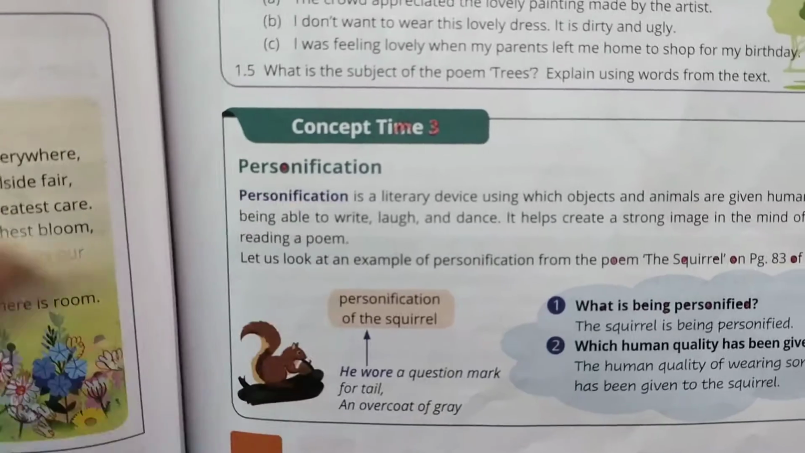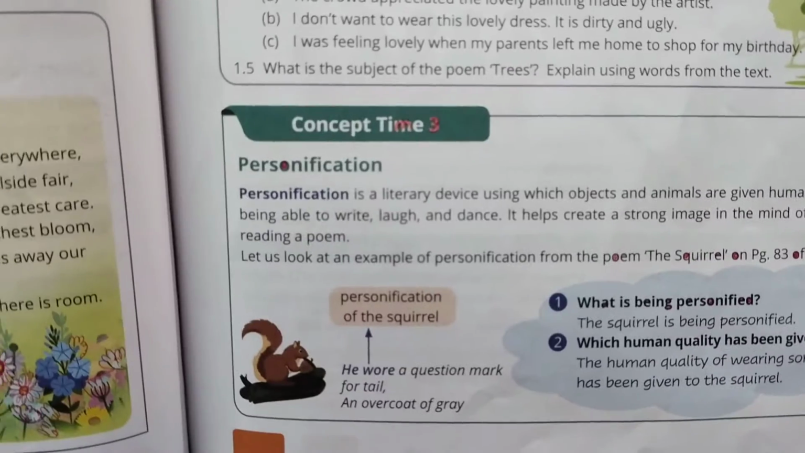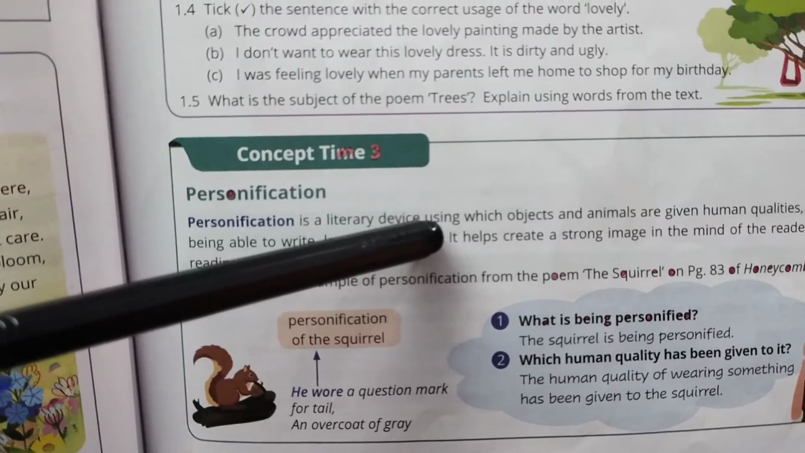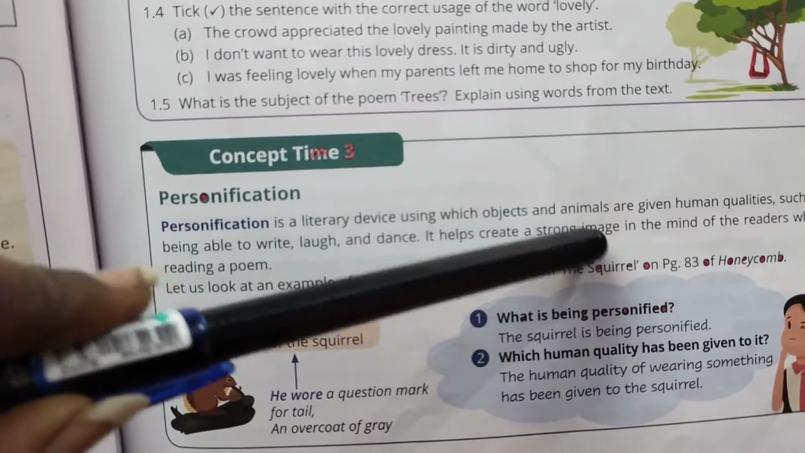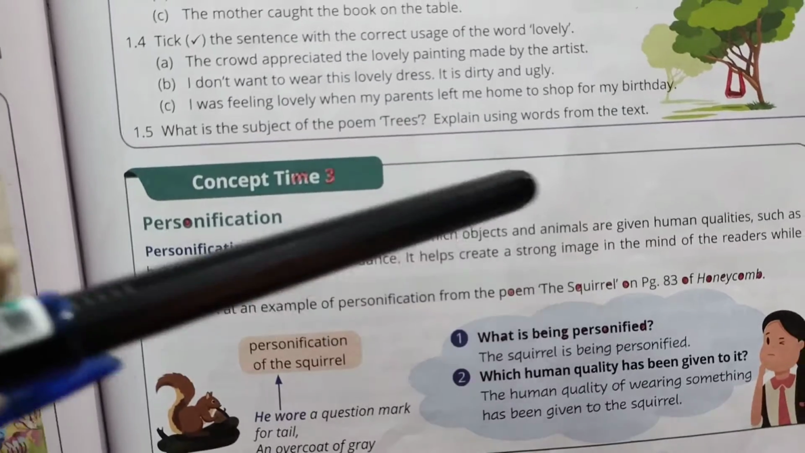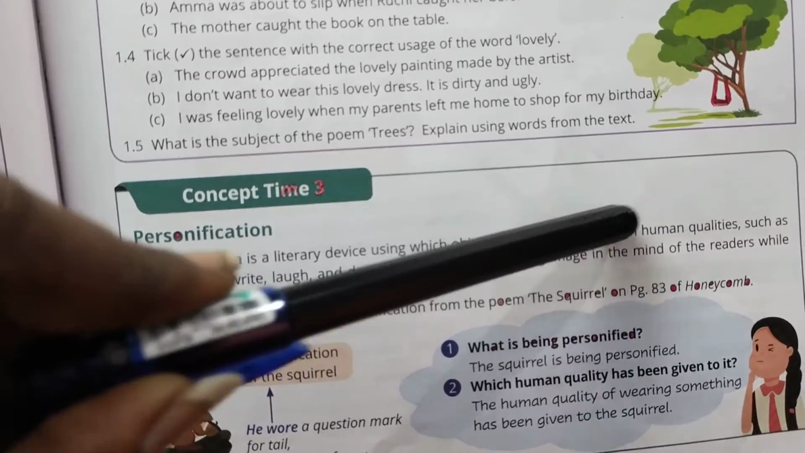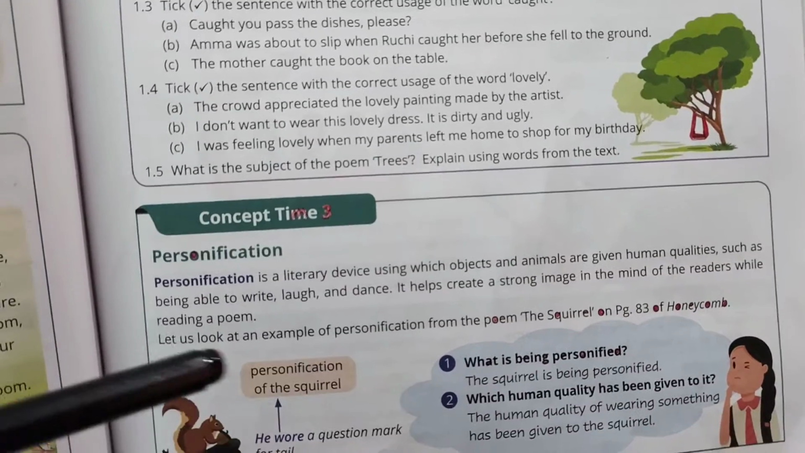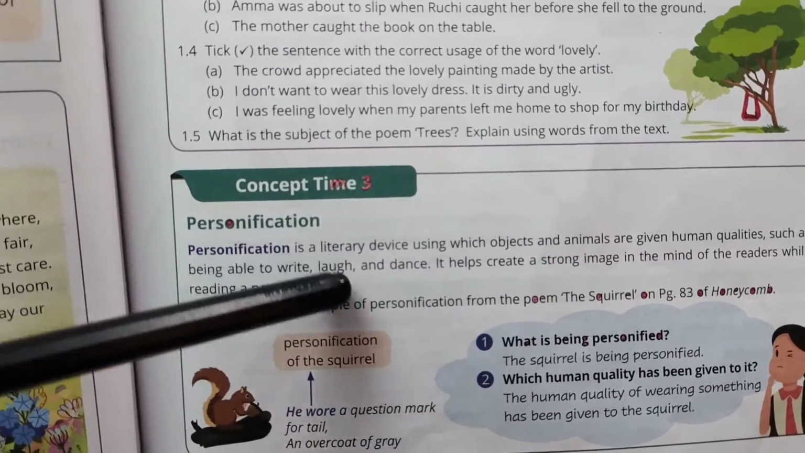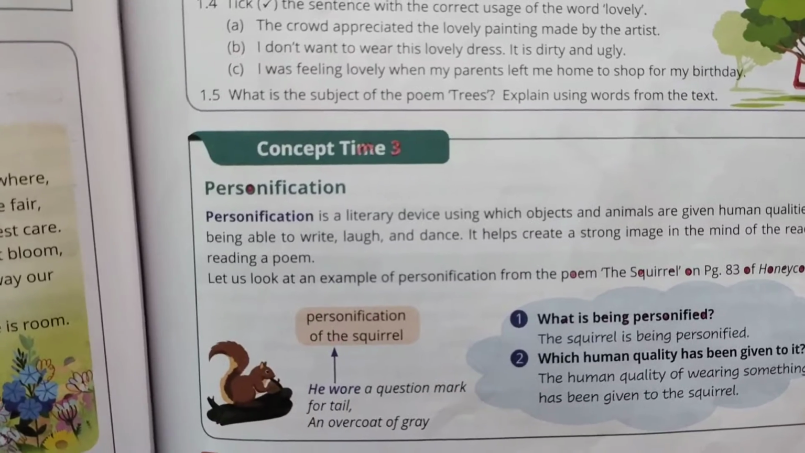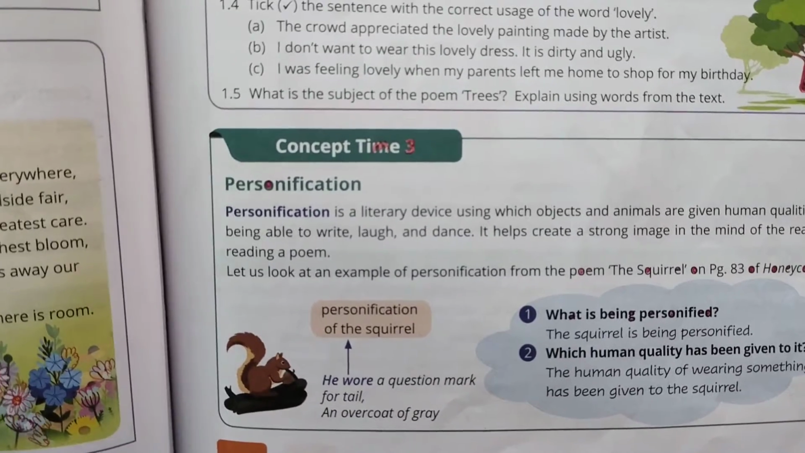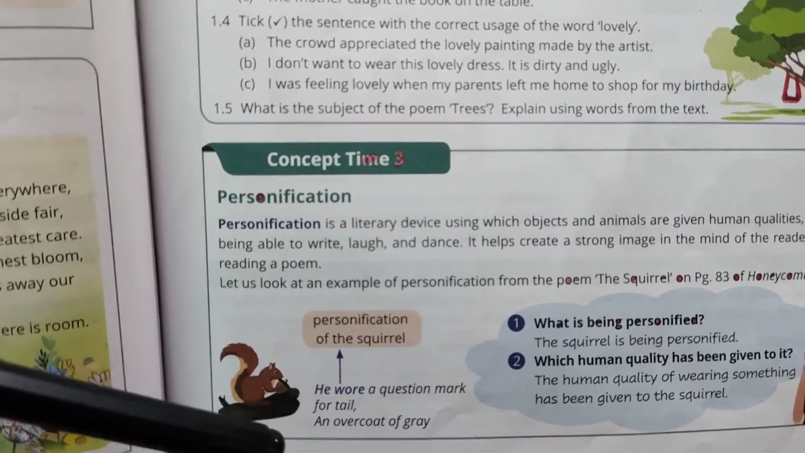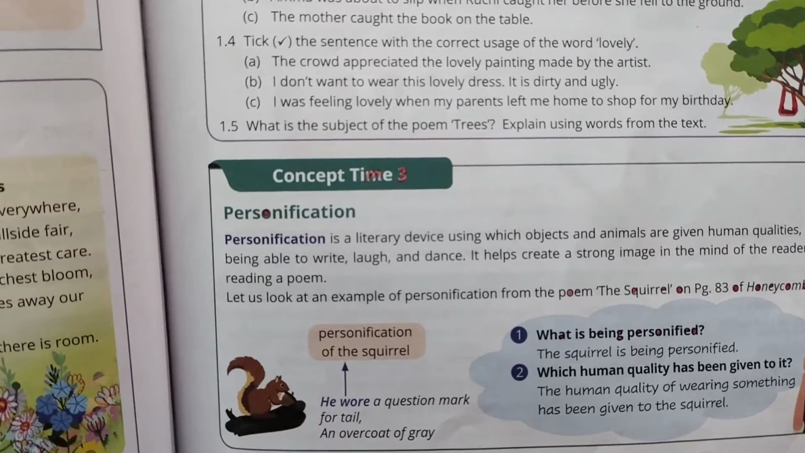So personification is a literary device using which objects and animals are given human qualities such as being able to write, laugh or dance. For example, the squirrels may not dance. The squirrel cannot write or laugh. But here the character says it will laugh and everything, right?